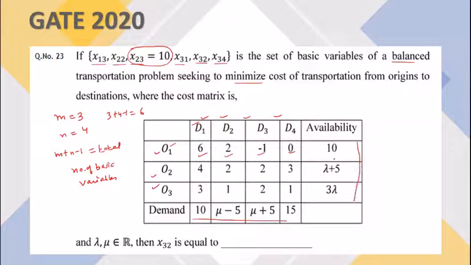So the thing to notice about this question is we are given some variables, lambda and mu. The only information available about lambda and mu is that they belong to real numbers. So we need to find the value of x32. So x32, if you look at, comes in the category of a basic variable.